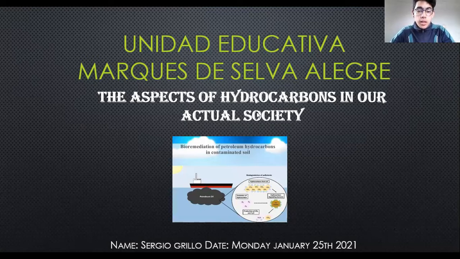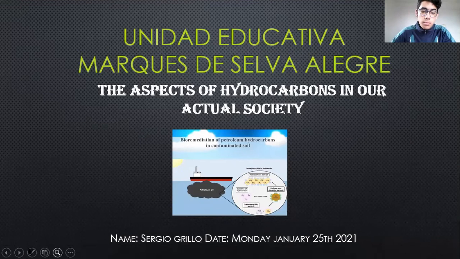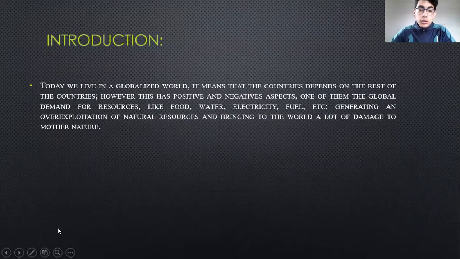Today we live in a globalized world. It means that the countries depend on the rest of the countries. This has positive and negative aspects. One of them is the global demand for resources like food, water, electricity, fuel, etc. Generation and exploitation of natural resources bring a lot of damage to nature.